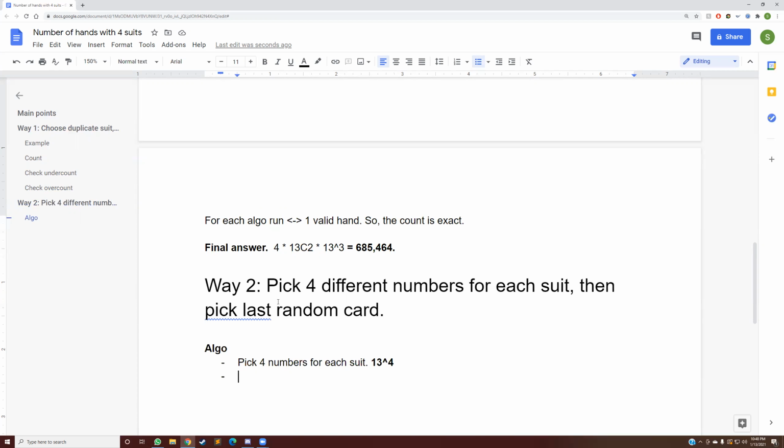Why do we only have 12 cards to choose from? Wait, actually, no, we have 48. Right. So I would say pick a random remaining card. 48. Yeah. Right. Aha. Okay. 13 to the 4 times 48. We're done.